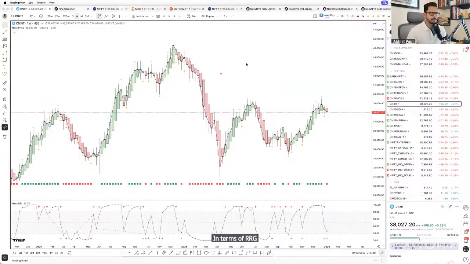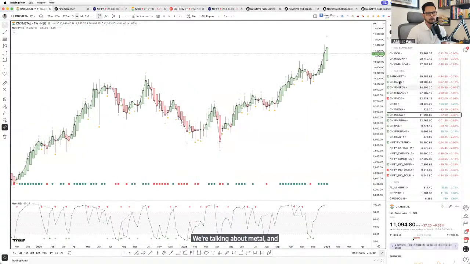Do you remember some time back I gave you those two check boxes? One check box will be from the point of view of RRG, and one check box from the point of view of price. Now we come to the point of price. From the point of price, we're talking about metal and we're talking about auto.